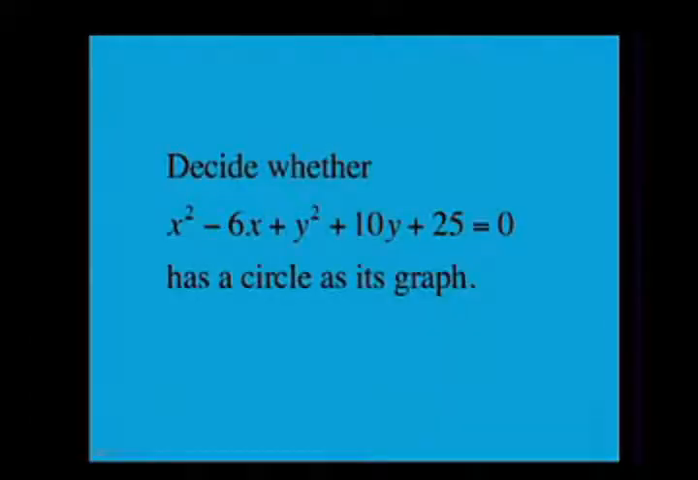Of what happens if it's not in standard form. So for example, decide whether x squared minus 6x plus y squared plus 10y plus 25 is equal to 0 has a circle as its graph. Now, when you look at that, you may not necessarily be able to tell that it's a circle right away.